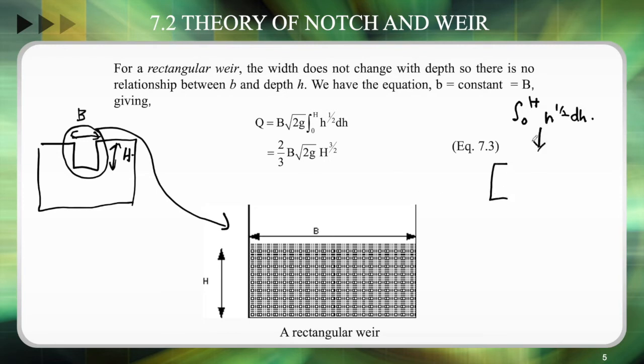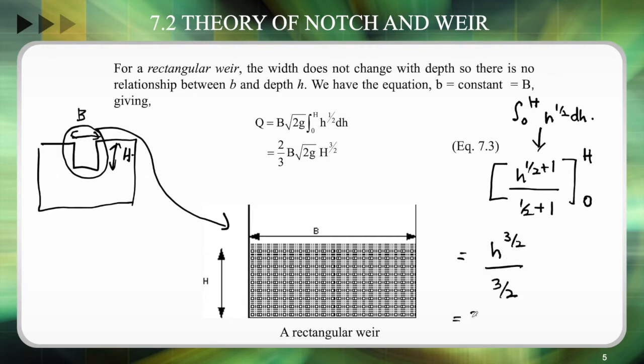So the integration of this part is H to the power of 1 over 2 plus 1, divided by 1 over 2 plus 1, from 0 to H. Therefore, the result of this integration is H to the power of 3 over 2 divided by 3 over 2. So we will get 2 over 3 H to the power of 3 over 2.